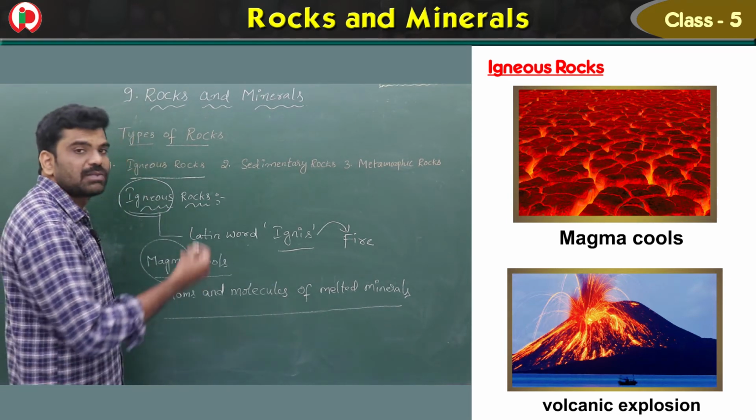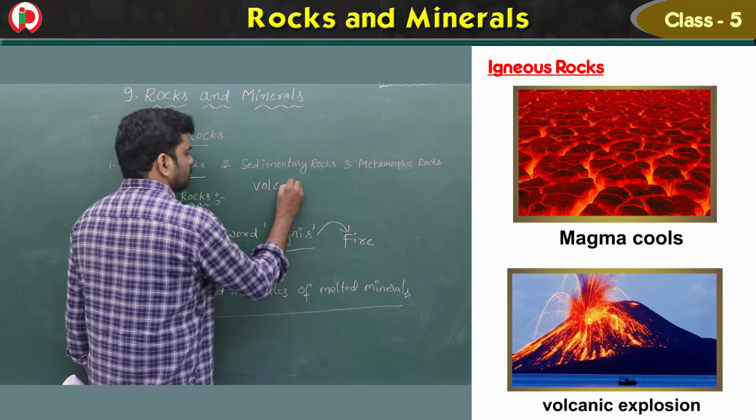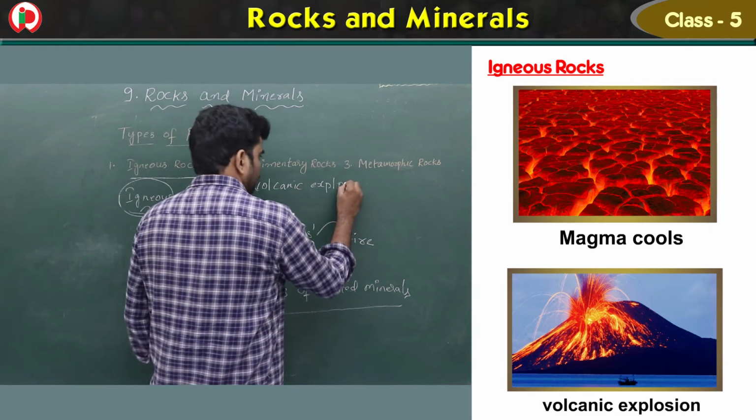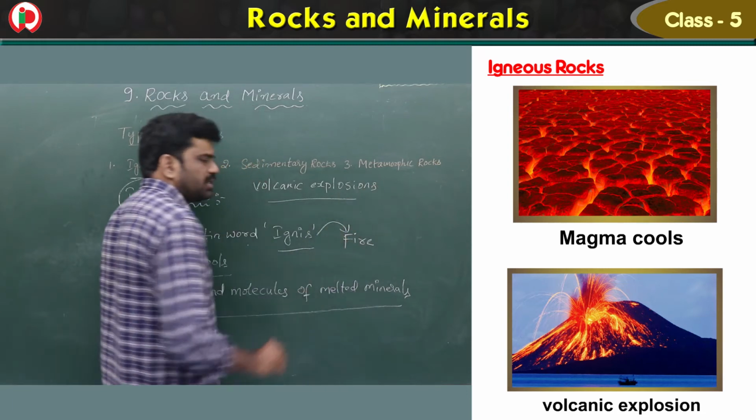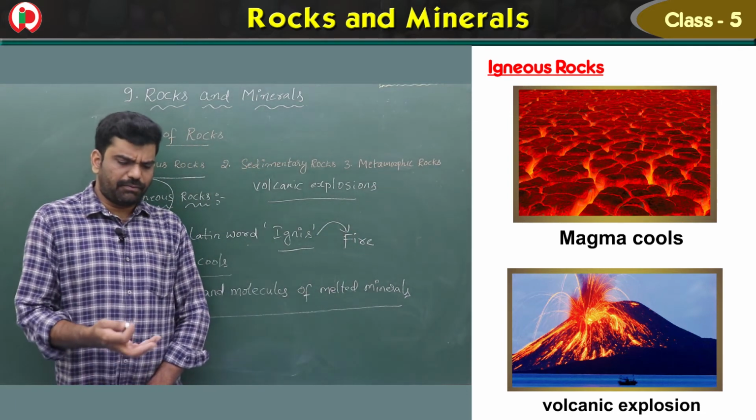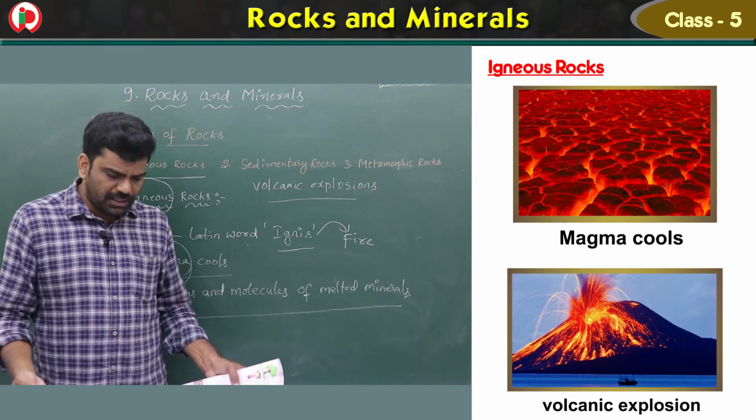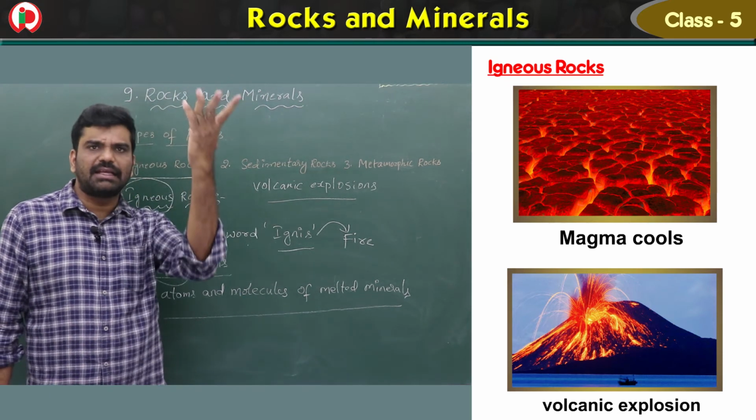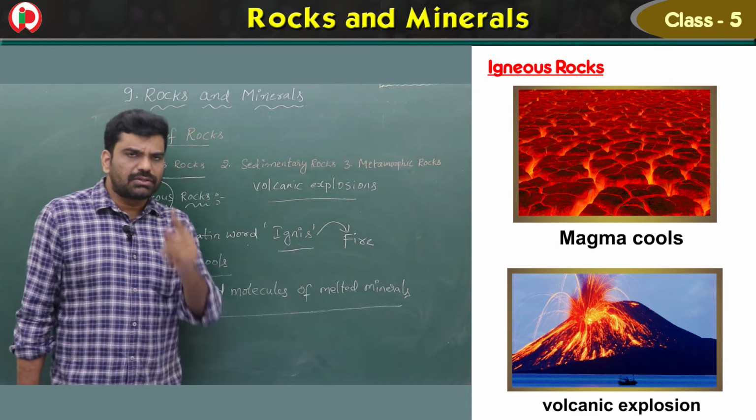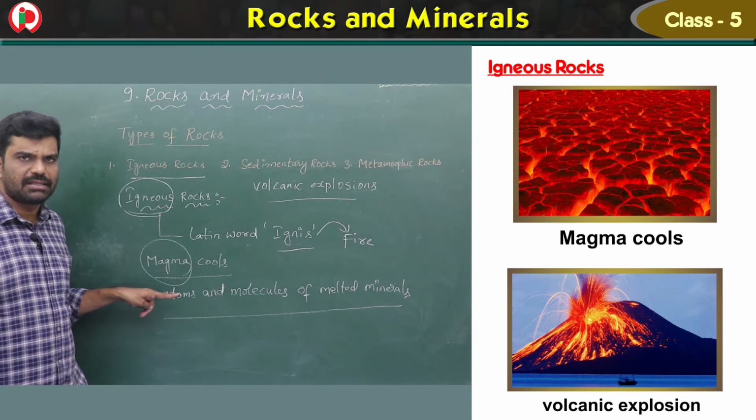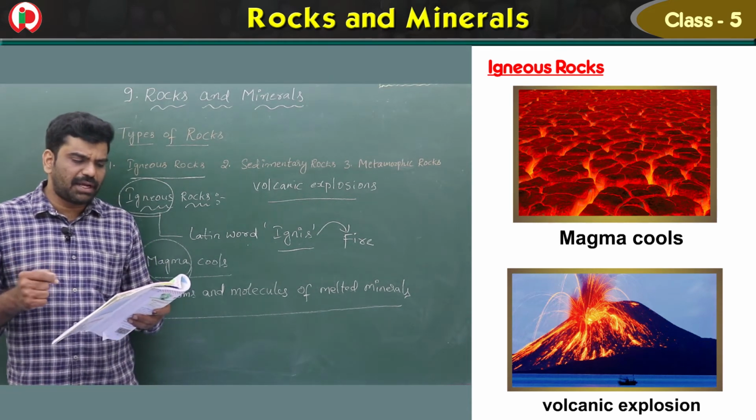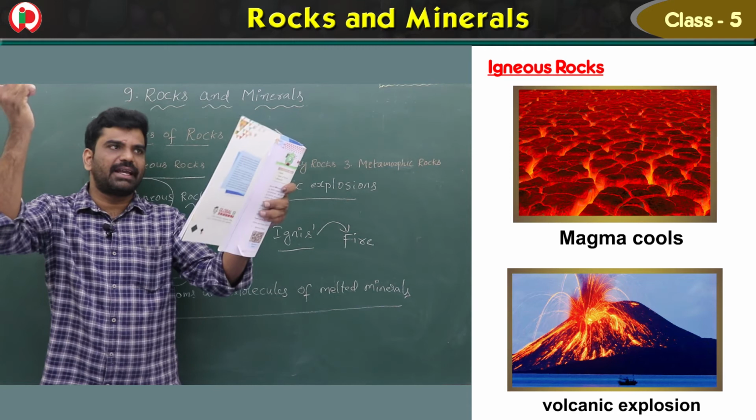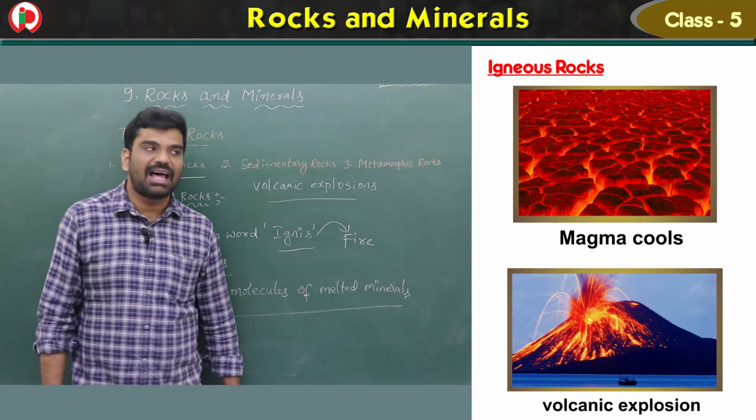What do you mean by volcanic explosions? Children, you know that when a volcano is formed, it comes up in the form of fire. It comes out by breaking the earth's surface. That is called a volcano. So when the magma cools down and solidifies, igneous rocks are formed, and this magma can be forced into rocks, blown out in volcanic explosions, or forced to the surface as lava.